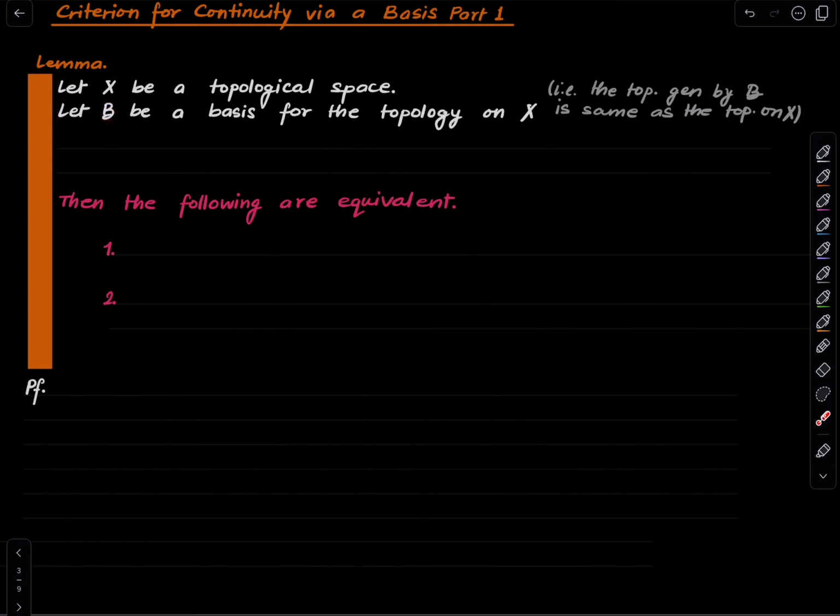And now let Y be another topological space and f be a map from X to Y.